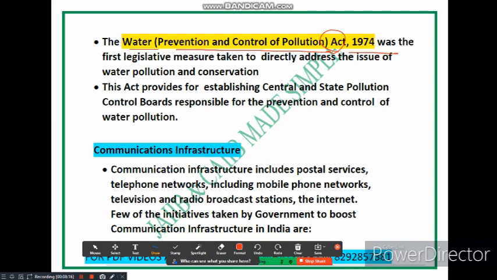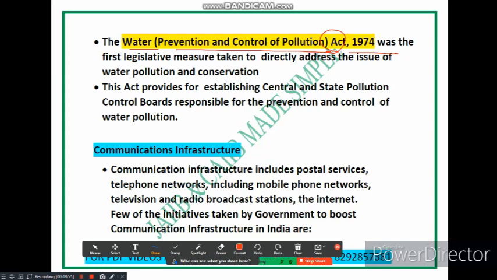It was the first official measure taken by the government to address the issue of water pollution. The act lays down guidelines and regulations for the prevention and control of water pollution, as well as the conservation and proper utilization of water resources. So this is about the Water Act 1974. You can call it the Water Prevention and Control Act 1974 in a nutshell, or you can call it the Water Act 1974. Both mean the same. Basically, this act lays down the guidelines and regulations.